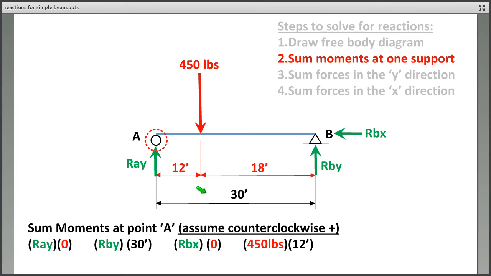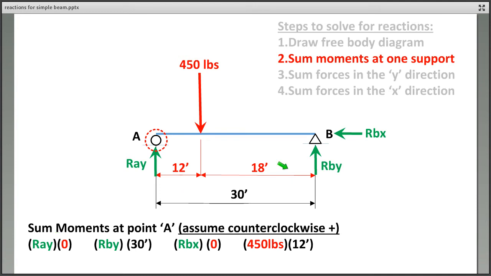The next step is to sum moments at one of your two supports. So we could sum the moments at support A or support B. I chose support A. So I'm summing the moments at support A. So what I'm going to need is a vector times a distance. So let's go through it one at a time. Here's a vector, RAY. The vector is in the Y direction. So the distance that I want is in the X direction. So I ask myself, what is the X distance between RAY and point A? And in this case, it's 0 because the vector goes right through point A.